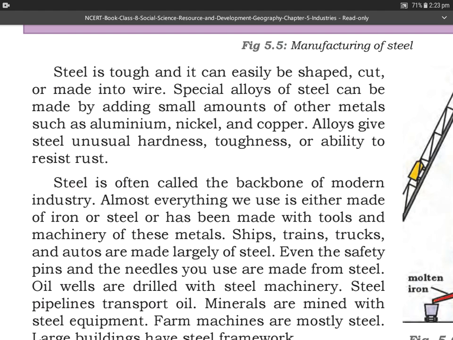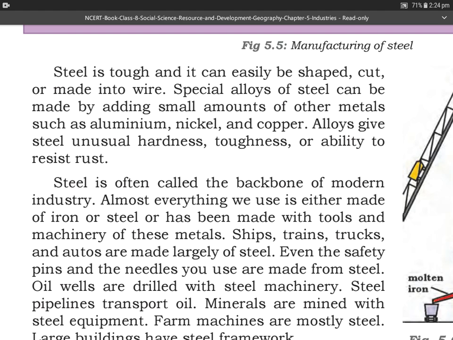Almost everything we use is either made up of iron or steel or is made with tools and machinery. As I told you, we cannot imagine any product without steel. Either they are directly made up of iron or steel, or indirectly, the things which you are making. Suppose you tell me an eraser or any other plastic item, but the tool from which these types of products are made is made up of iron or steel. So indirectly or directly, we cannot imagine our life without steel.